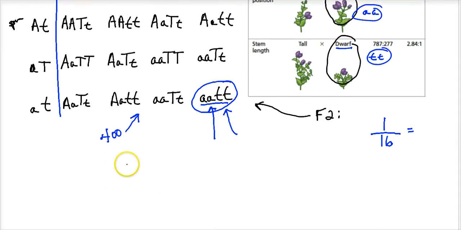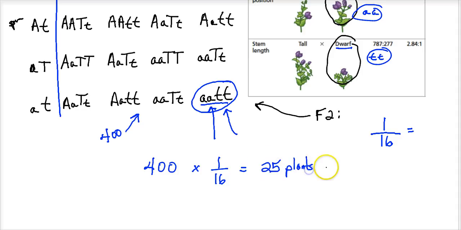For those that are not new to the math, all you do here is take your 400 and you would times it by 1/16. And that would give you how many? That value, of course, put in your calculator, you get 25. So 25 plants out of 400 will have the recessive gene being expressed, okay?